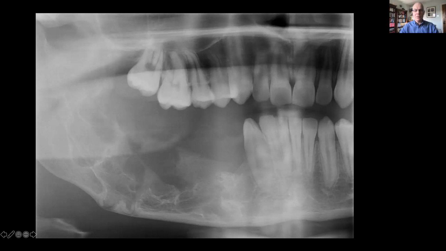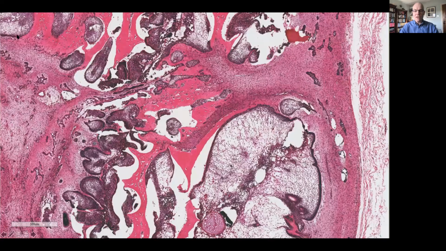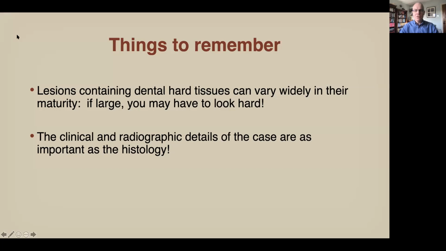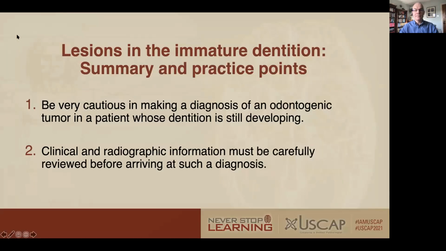And this is a case with a large multilocular radiolucency of the mandible, and in fact this was also forming dental hard tissue, and you can see in this case the well-formed islands of odontogenic epithelium. There's dentine formation, there is enamel matrix formation, and so this is an ameloblastic fibroodontoma behaving in a neoplastic manner. So things to remember: lesions containing dental hard tissue can vary widely in their maturity. If it's large, you may have to look hard. And the clinical and radiographic details of the case are almost as important as the histology.